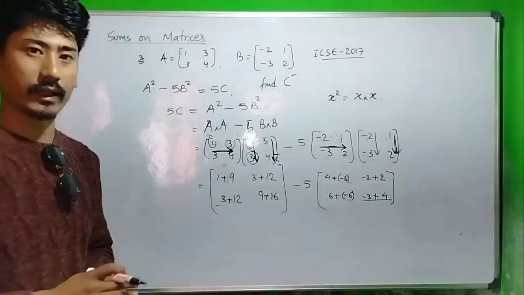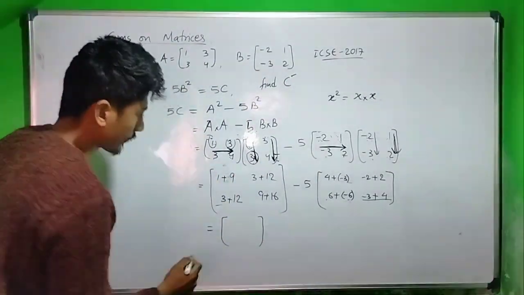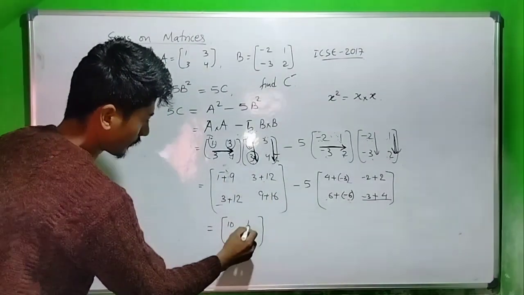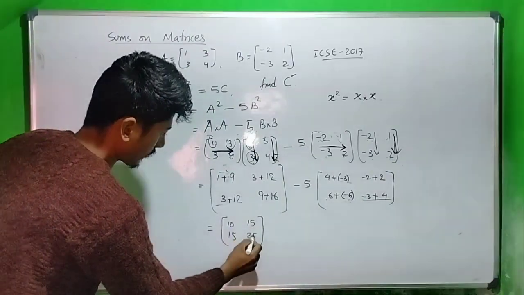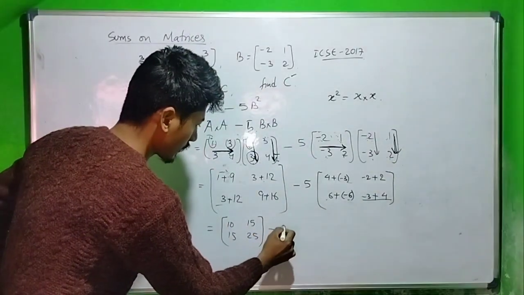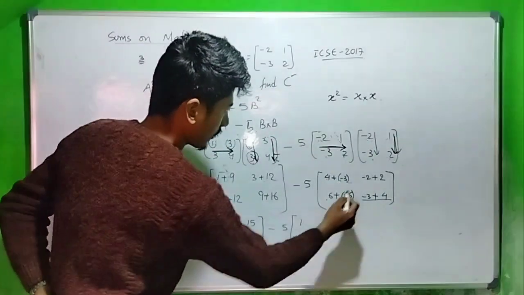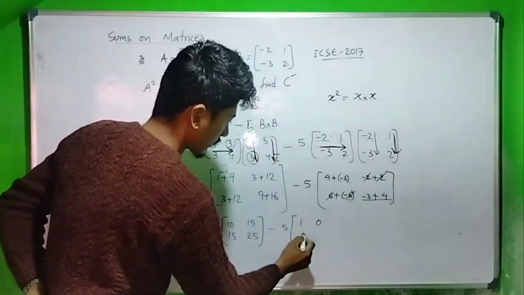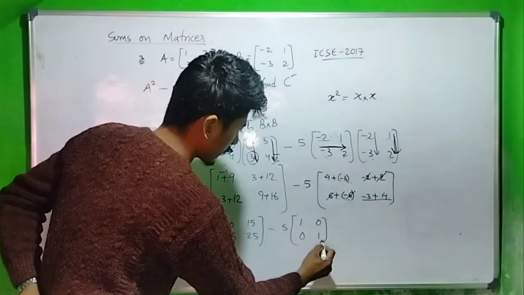So in this way we can get the fourth element. Let's simplify this. So after simplification, what will we get? This becomes 10, this becomes 15, this is again 15, and this is 25. Minus 5 times of 4 minus 3, 1, minus 2 plus 2 cancelled 0, 6 minus 6 cancelled 0, and 4 minus 3 is 1.